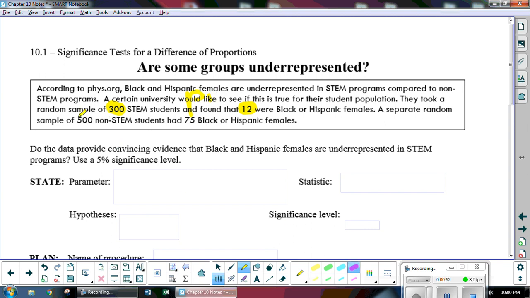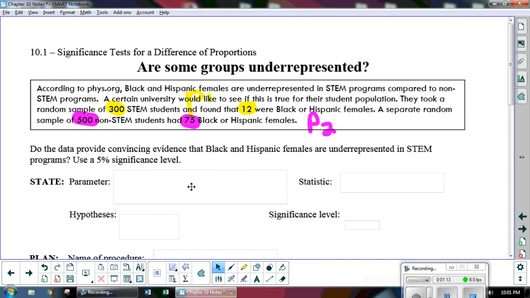And then a separate random sample of 500 non-STEM students had 75. We'll call that P2. Don't worry, that's probably the last writing you're going to see from me today. Do the data provide convincing evidence that Black and Hispanic females are underrepresented in STEM programs? Use a 5% significance level.